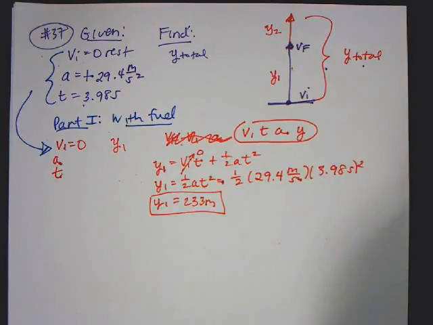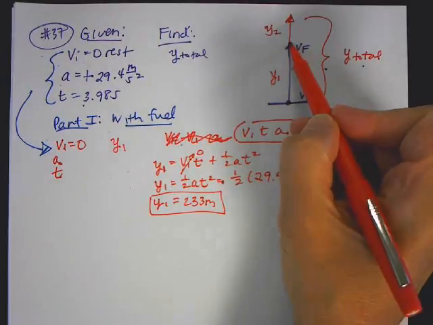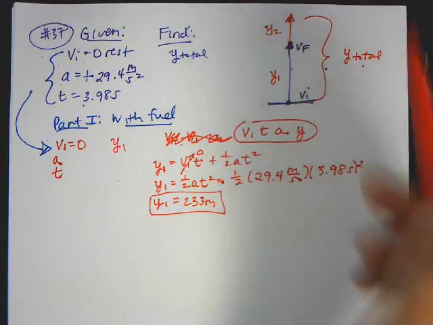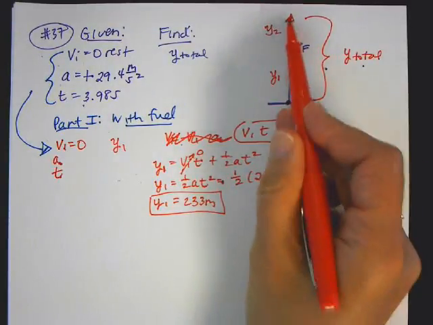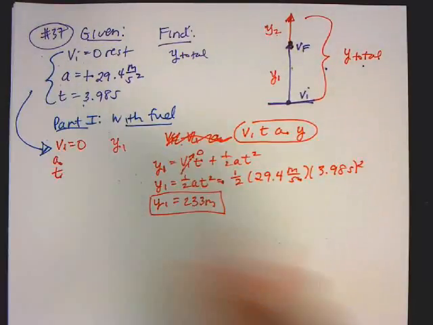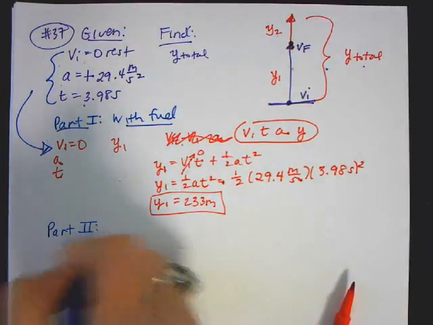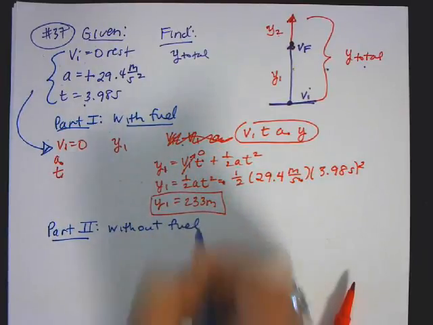Okay? But the question says, at this point here, it now ran out of fuel, but it's going to keep going. So how much further does it go? And then the question said, how high above the ground is it? So I have to figure out this distance here, which I'm going to call Y2. Now, for part 2, remember this is without fuel, and I want to figure out Y2.